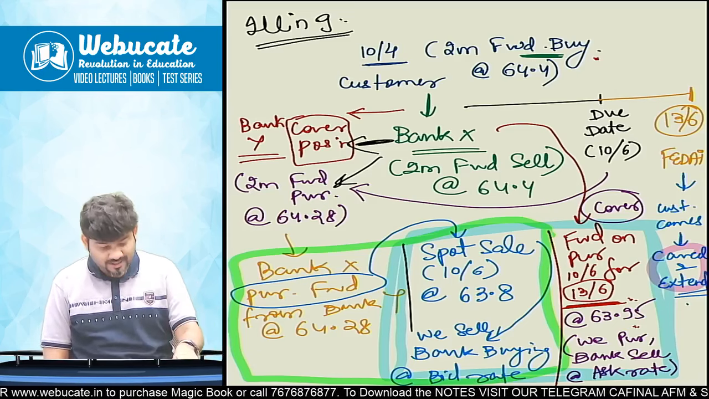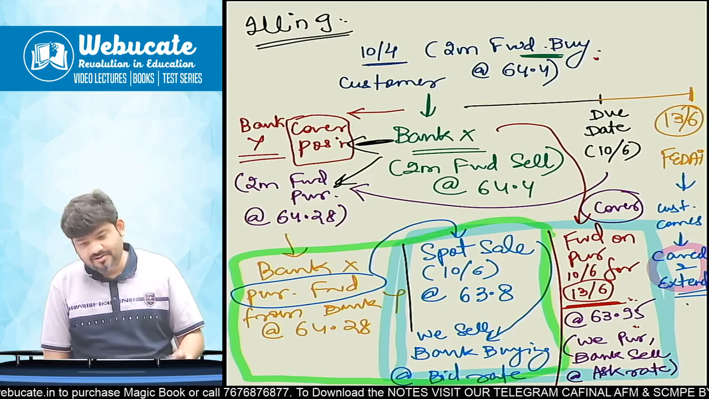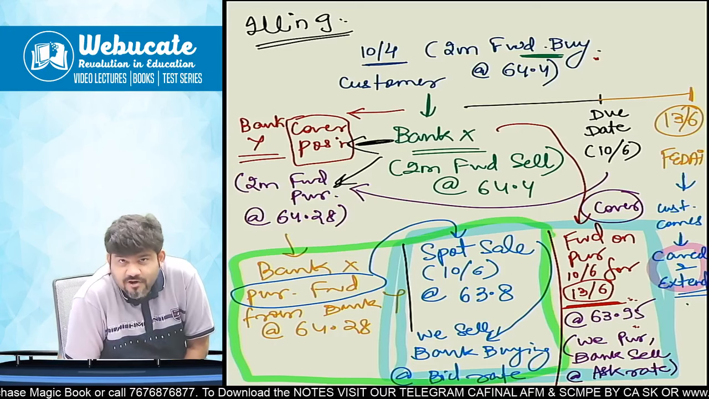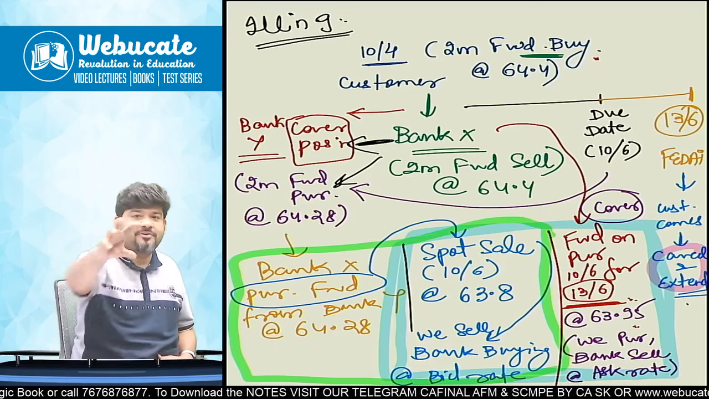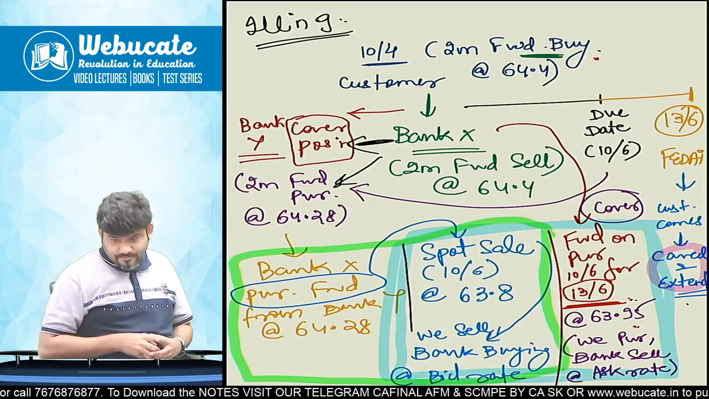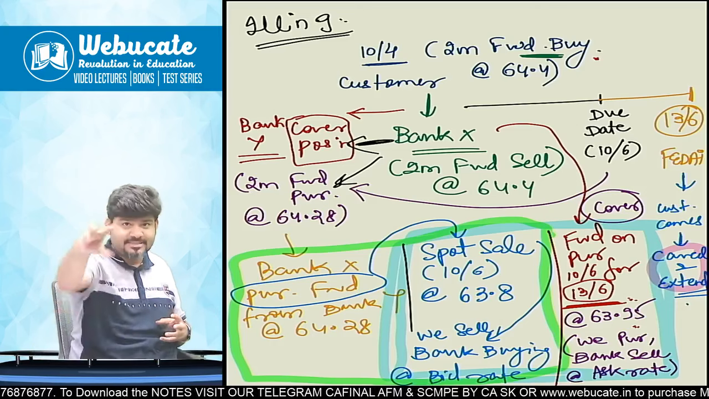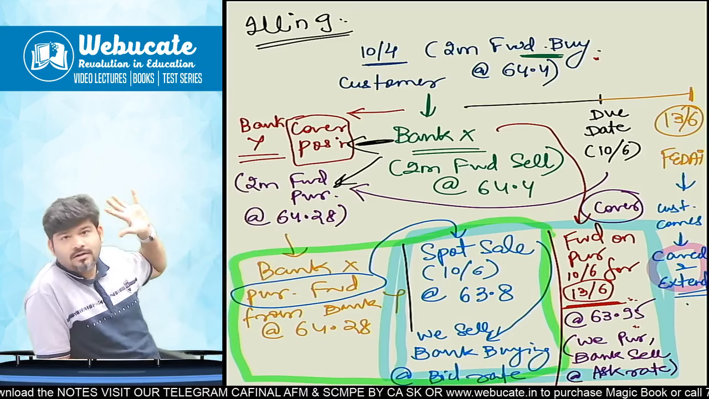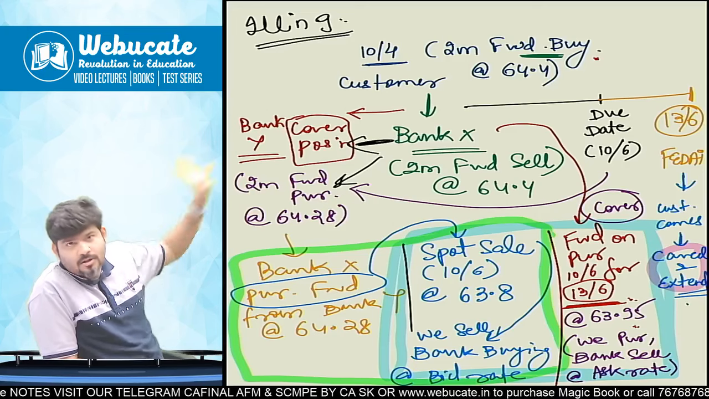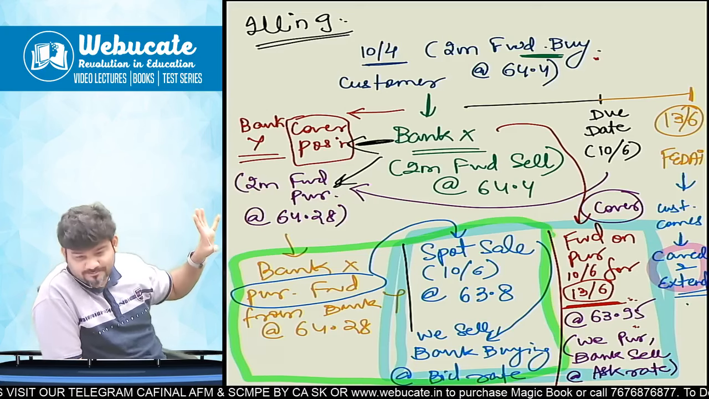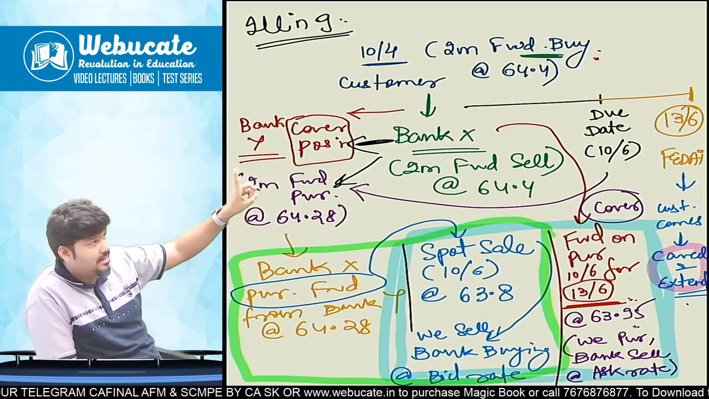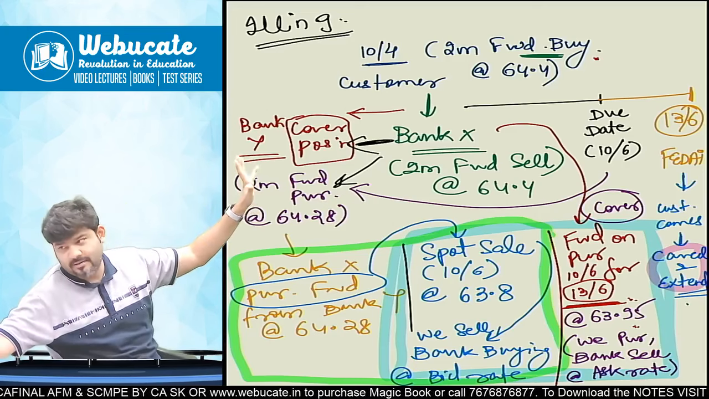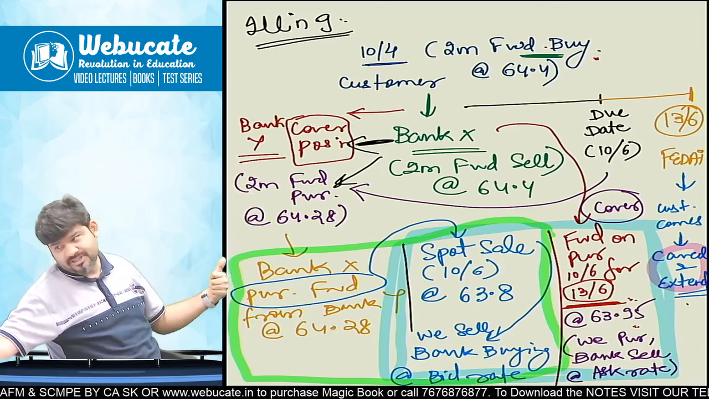Now I am explaining the whole question again. Everybody please focus. On 10th April, the customer comes for a forward buy. I am the bank. I give him the forward buy. So basically, if he wants a forward buy, I am selling him. I will take another forward buy with another interbank transaction. On 10th June, he does not come. So what will happen? I will have to honor the interbank commitment. So I honor the interbank commitment.